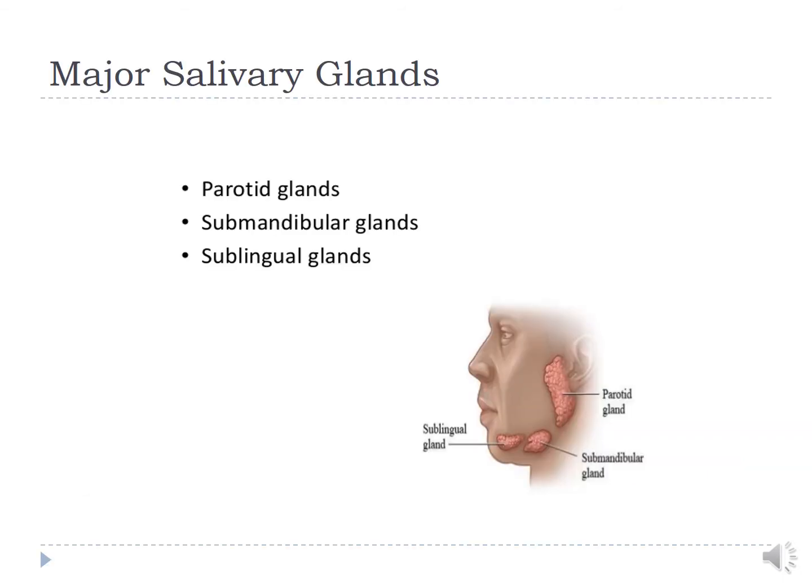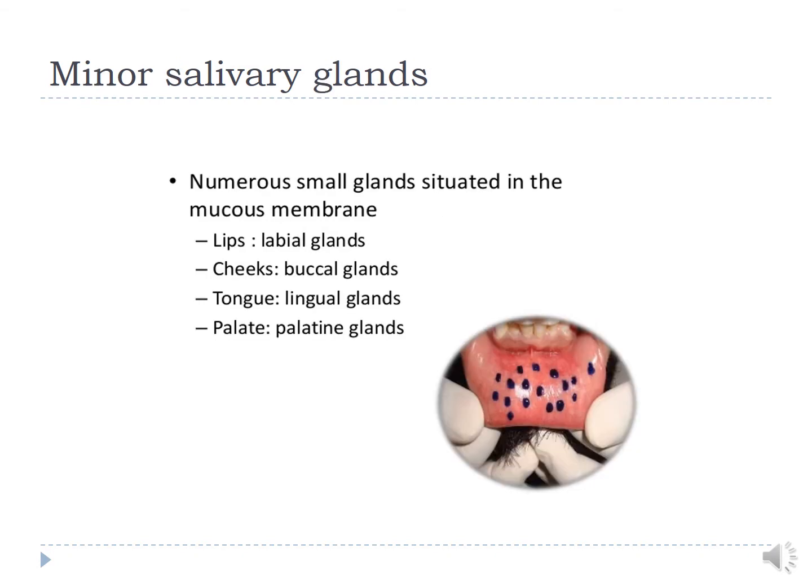So there are major salivary glands in the human body, that is the parotid glands, submandibular gland and sublingual glands. These are the large glands which are situated in and around the oral cavity, and their ducts open up into the oral cavity. We have the minor salivary glands.